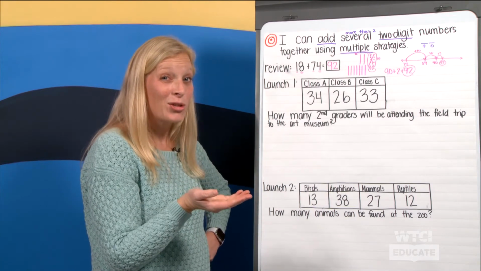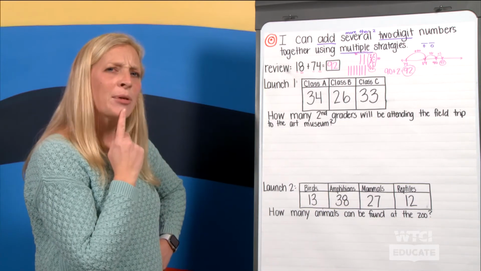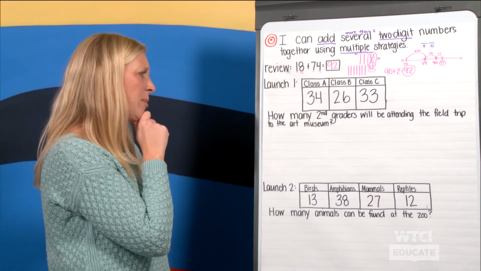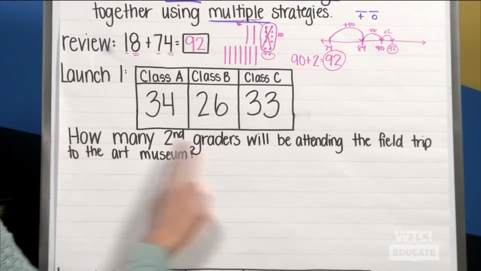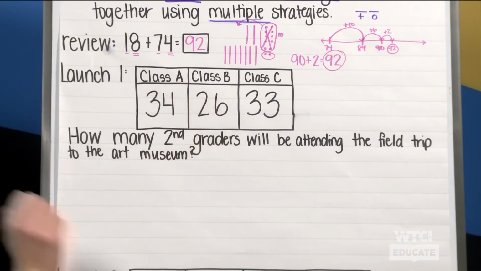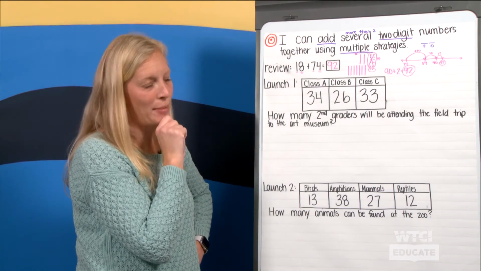We need to figure out how many students there are so we can go on a field trip to the art museum. So I'm curious. My question is, how many second graders will be attending the field trip to the art museum? If these are the students in the classes at this school, how many students will be attending the field trip? When we solve these problems, we have to ask ourselves first, what do we know? You're right. We know that there's a class that has 34 students, a class that has 26, and a class that has 33. And we can assume that all of those kids are going to go on that trip.